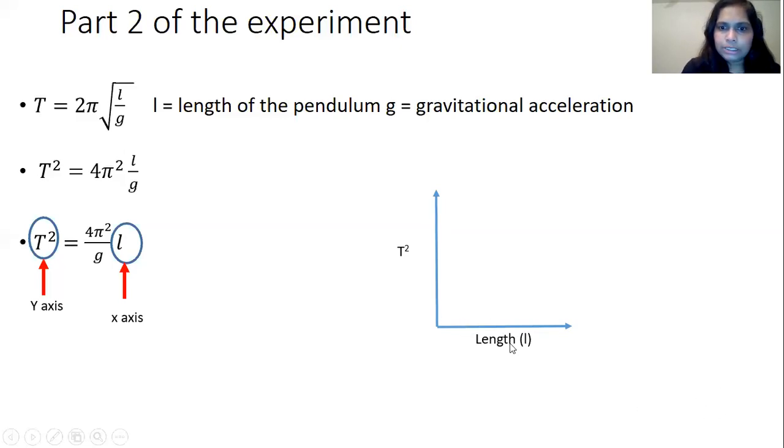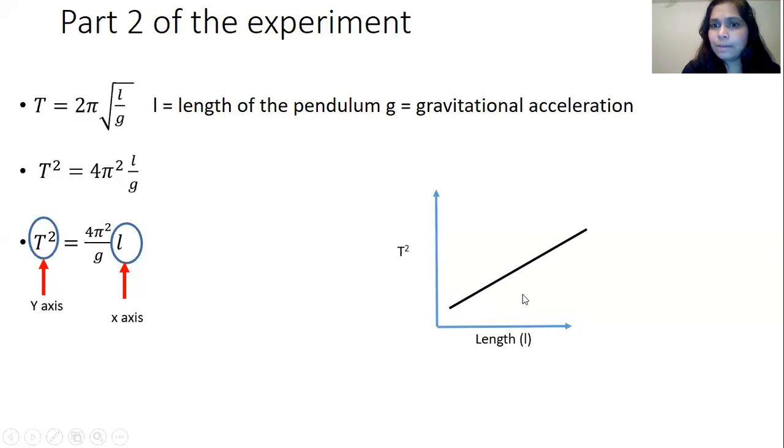So let's move on to the theory again. I have the T squared versus length graph. As you see here, it's a linearly dependent graph, right? So T squared is proportional to L. This quantity over here is a constant, 4π squared over g. So the shape of the graph should be a straight line.